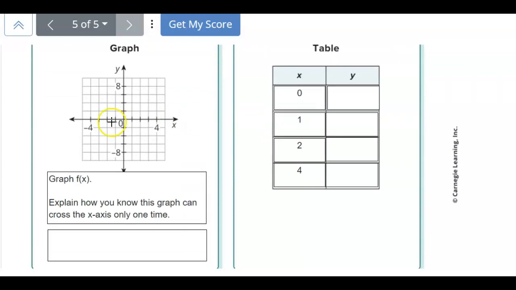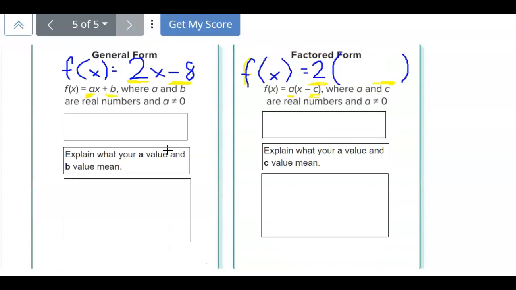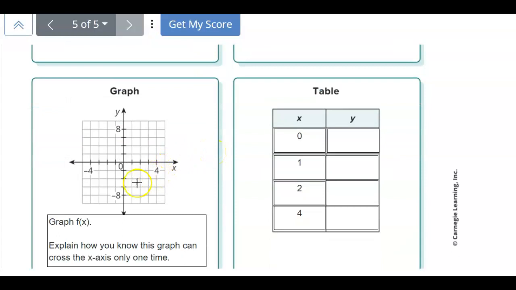Then what you're going to do is you're going to graph your function. You can either graph by plotting points, or you can go by the fact that you know your y-intercept and you know slope. So you can plot your y-intercept and then count your slope out, or you can make this table of values and then you can use this to make your graph.